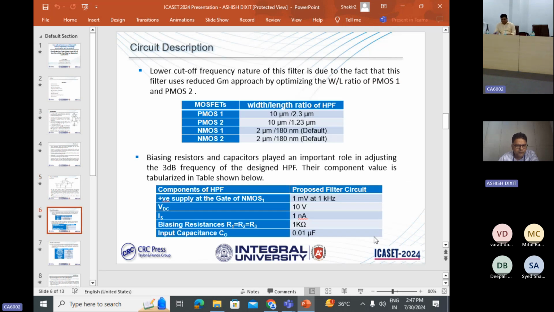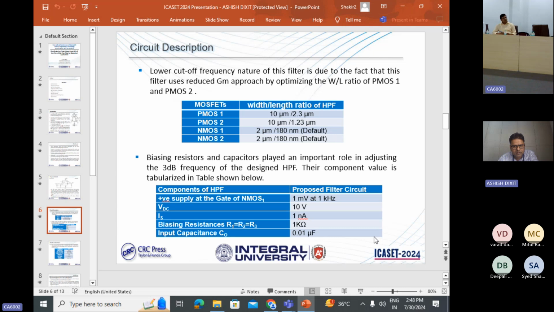This is the circuit description of the proposed model, where we have taken two PMOS transistors, PMOS 1 and 2, as well as two NMOS transistors, N1 and N2, having their width to length ratio 10 micrometer over 2.3 micrometer for PMOS 1 and 10 micrometer over 1.23 micrometer for PMOS 2. And for NMOS 1, we use 2 micrometer over 180 nanometer. That is the default parameter we have selected.